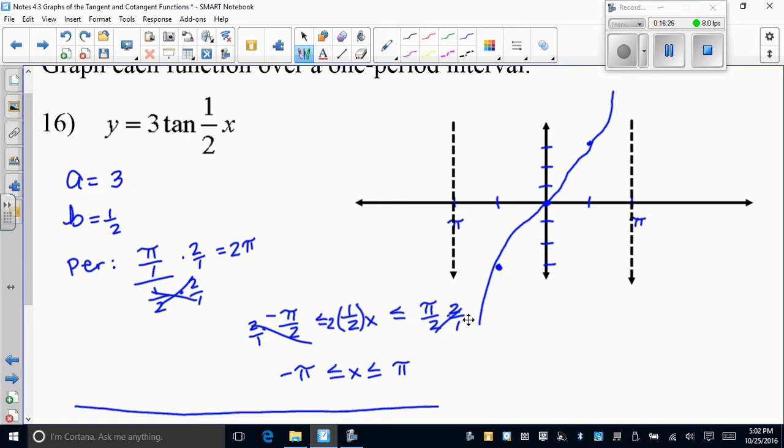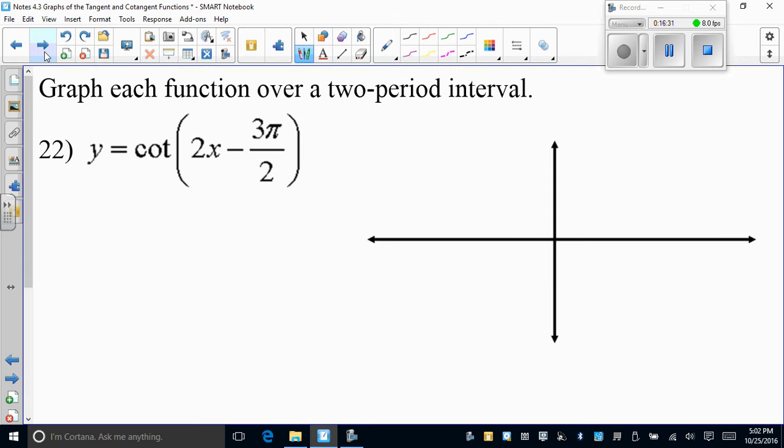Okay, let's try another one. This one has a little bit more going on. It's cotangent. Cotangent normally goes 0 to pi. Our A value is 1. Our B value is 2. So our period is pi over 2. Our C value, we don't have one, and our D value is not the 3 pi over 2. We have to account for this guy here. It is actually going to be 3 pi over 4.